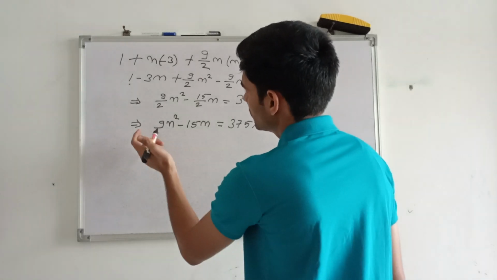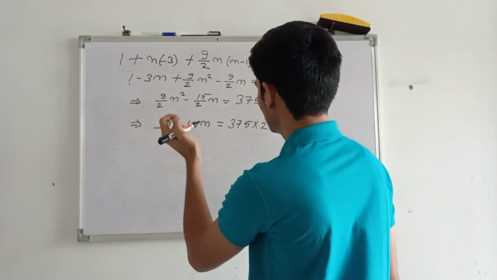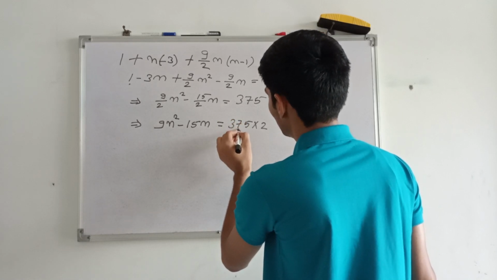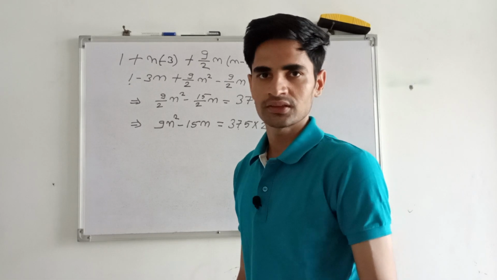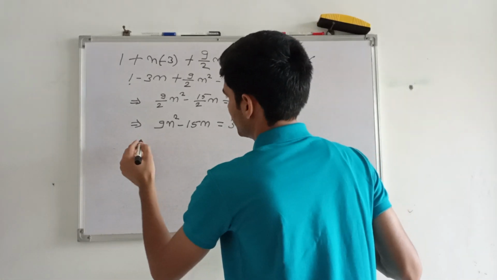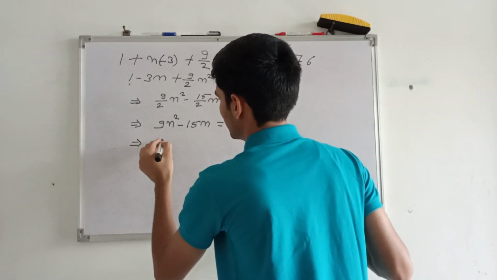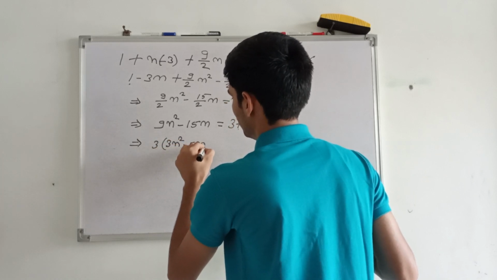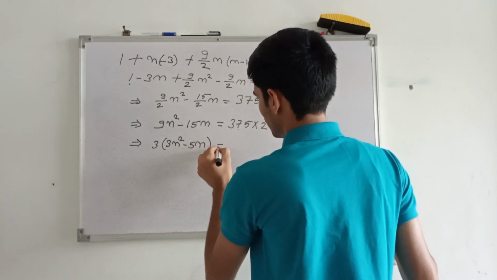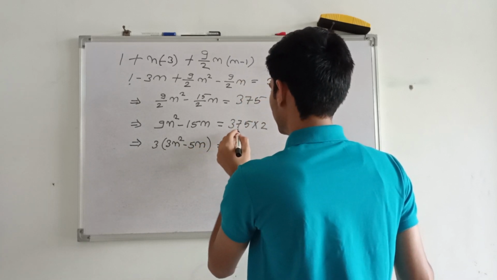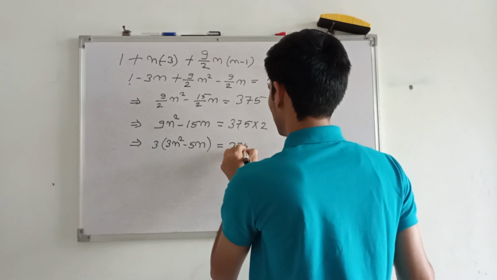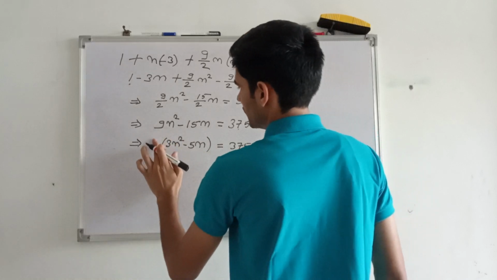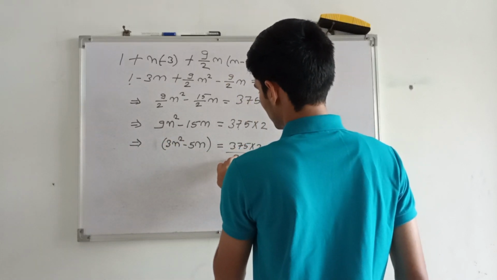This is divisible by 3, this is also divisible by 3. Let us see if this is divisible by 3. So what is the sum of these terms? 7 plus 3 is 10, plus 15. 15 is divisible by 3. So take 3 common on both the sides, we will get 3n square minus 5n is equal to 375 into 2. Bring this 3 to this side, we will get 375 by 3.